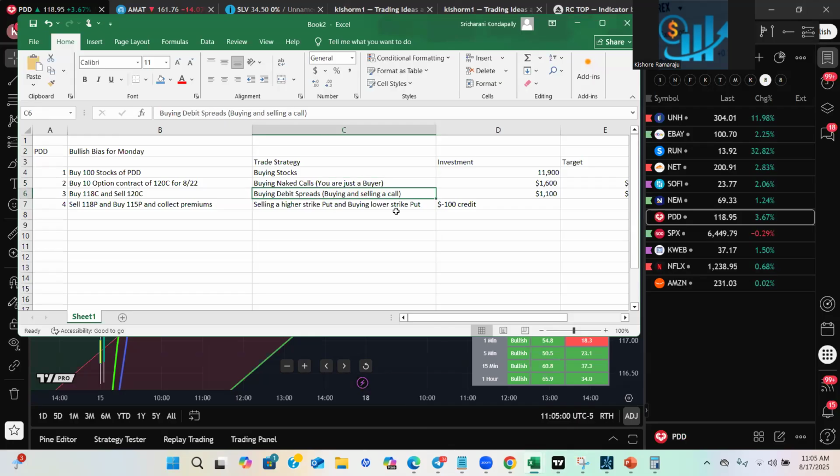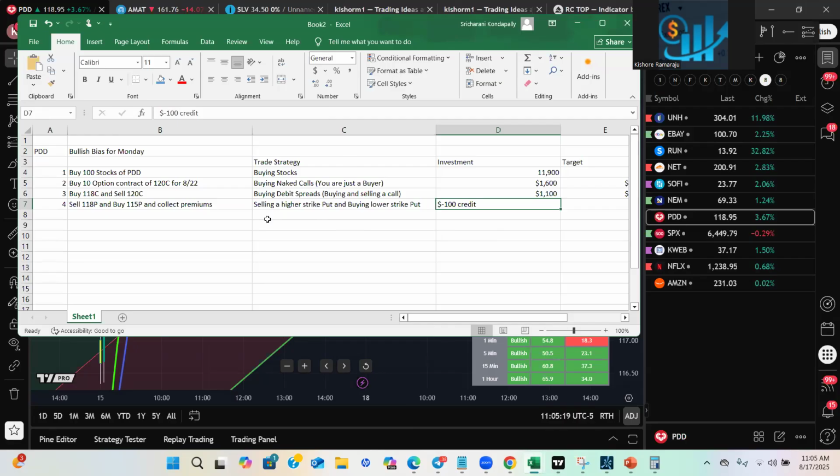Here it goes up, you have a cap. In this scenario, when you do a credit spread, whether the stock stays the same, you will make profit. Stock goes up to 119, you will make profit. Stock goes to 120, you will make profit. 121, you will make profit.